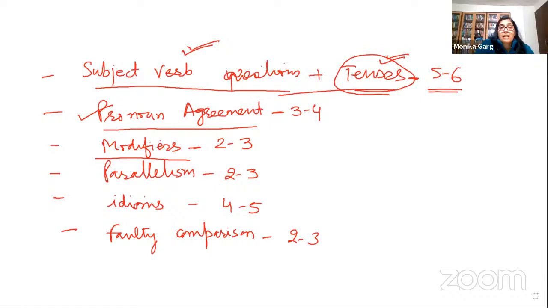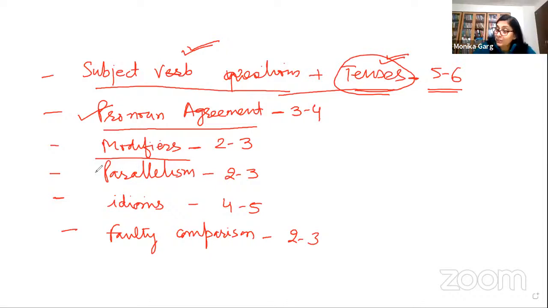So I repeat, there are two types of errors in modifiers. You have the dangling modifiers and you have the misplaced modifiers. For misplaced modifiers, all you need to do is to correct the sequence of the words. And for dangling modifiers, you need to add a proper subject to it and then it becomes totally fine.